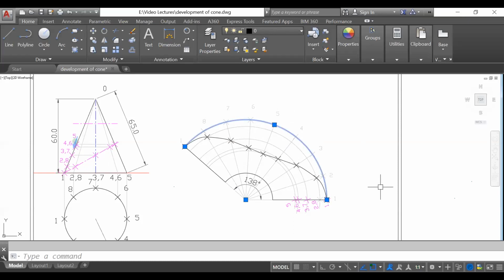This portion we have to make dark, and we have to keep only this bottom portion, and this portion you have to make it 09 color. So the color coding is very important in case of this development, and if you miss the color coding, you will lose your marks. Remember that.